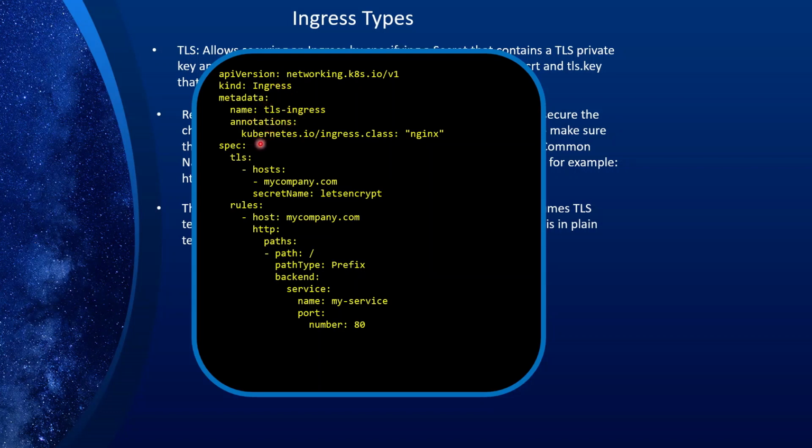We also still need to specify under annotations what Ingress controller we are using. In this case, we are using nginx. And the spec has a new section called TLS. We need to specify the host name, and this has to be a fully qualified name, and it needs to match exactly the host down here. So these two have to match. We also specify the secret name. Again, the secret will contain the certificate and its private key.